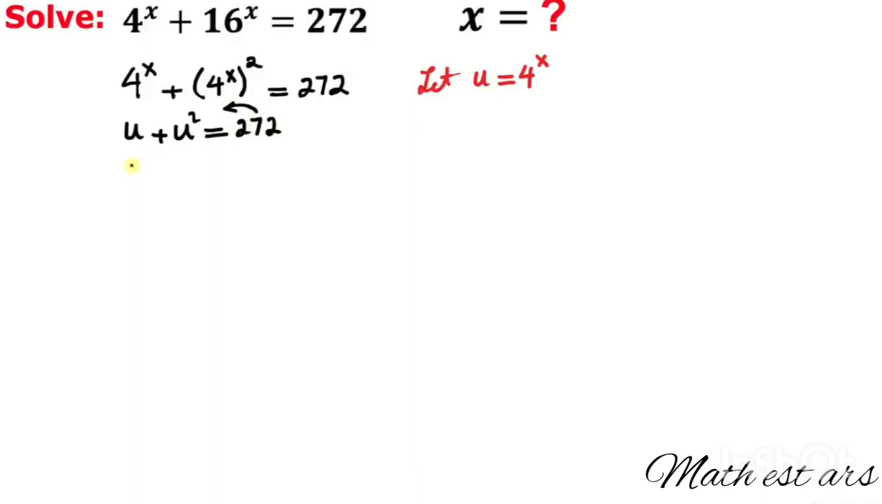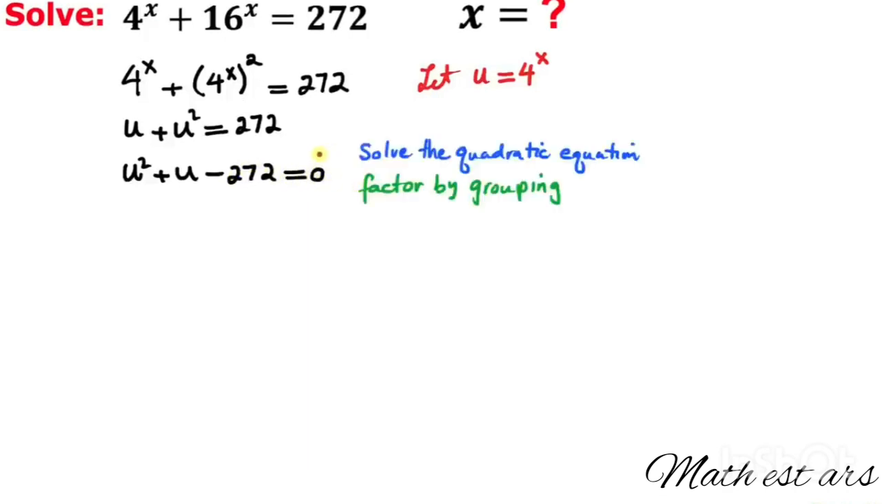I'm going to put them in descending order. So I can write u^2 + 1u - 272 = 0. And now we can see that this is our quadratic equation, and we are going to solve it by factoring by grouping. Before we do that, let's focus on this constant 272. Here I have copied down 272, and this could be factored into 16 times 17.